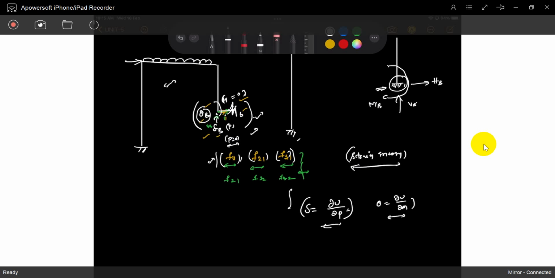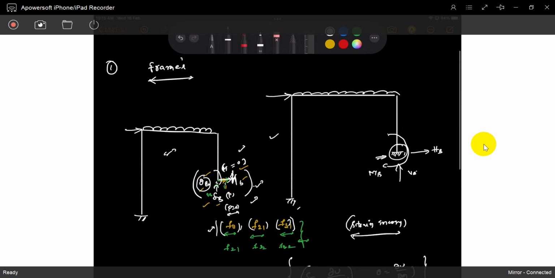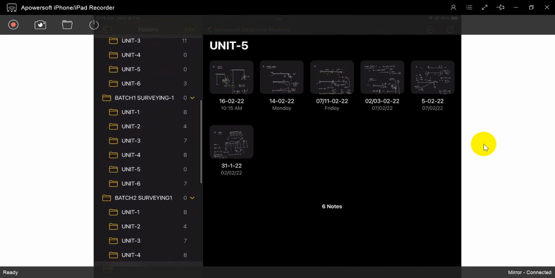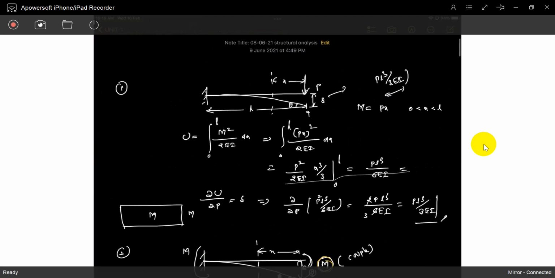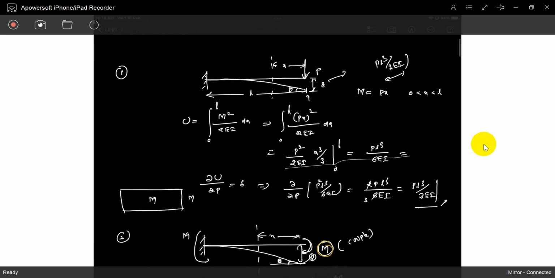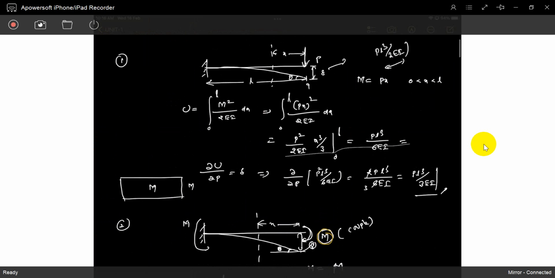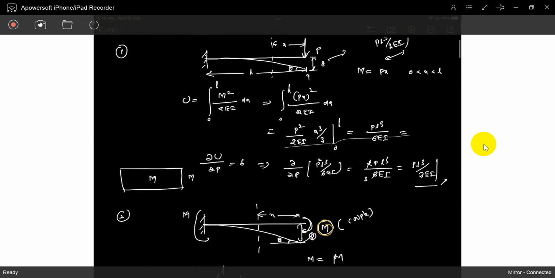We already discussed these things: the partial differentiation of strain energy with respect to the force gives the deflection in the direction of the force. Today I will give a small modification. Later we solve this problem. Okay. Before that, I will show you what we discussed in the strain energy method. See, we already discussed this in structural analysis. You have to find out the strain energy, and its partial differentiation with respect to that force gives the deflection.